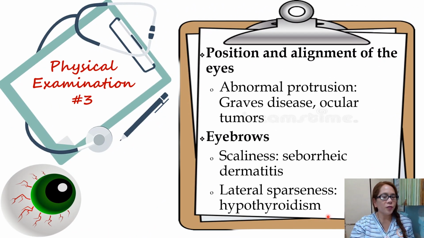Okay. So, in proceeding with the physical examination, you have to make sure to check the position and the alignment of the eyes. You have to check if there is abnormal protrusion or nakaluwa yung eyes. That could be a sign of Graves' disease for those who have hyperthyroidism, or it could be a sign of an ocular tumor. Kasi bakit nakaprotrude yung kanyang eyes. And then you have also to check the position of the eyebrows. Is it symmetrical ba yung eyebrows? Check for scaliness. Could be a sign of seborrheic dermatitis.